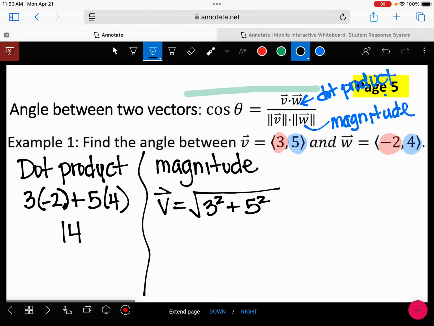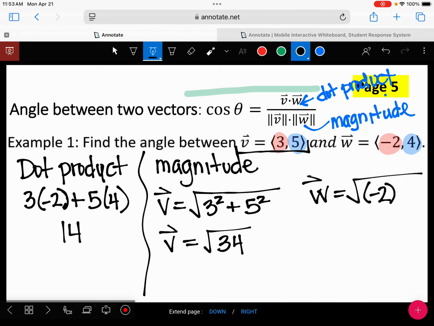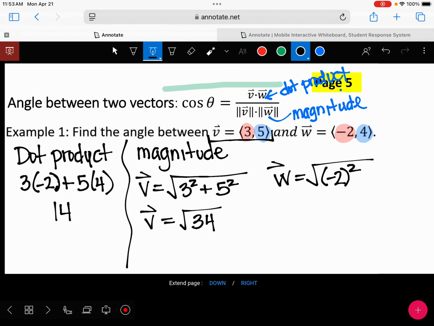You can actually leave it as a square root. So I'm finding this magnitude. 9 plus 25 is 34. And I'm not going to change that to a decimal. We'll just leave it that way. Now let's do the same thing for vector W. Remember you need parentheses: -2 squared plus 4 squared. All right, go ahead and do that. See what you get.